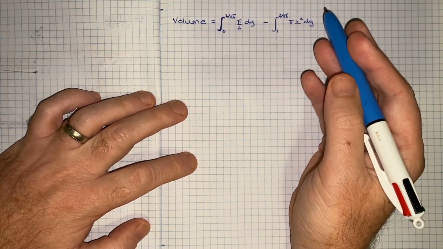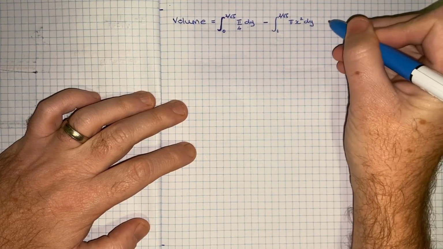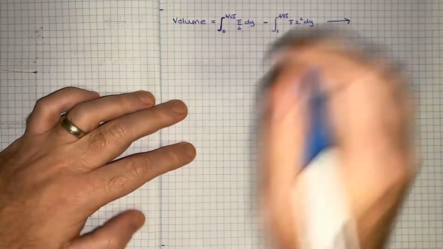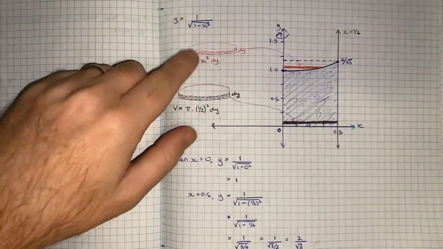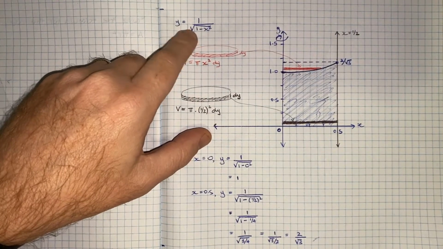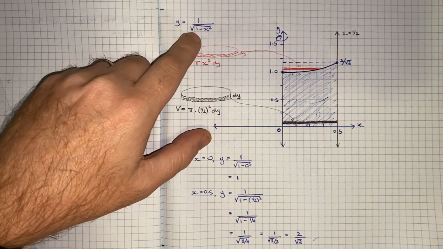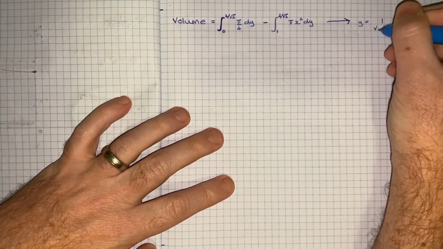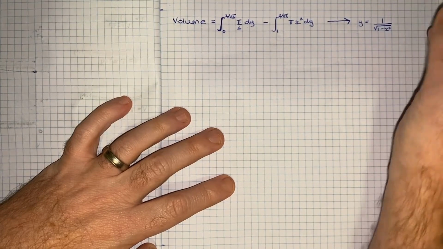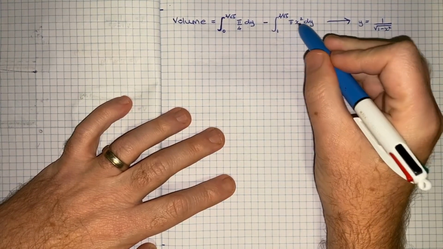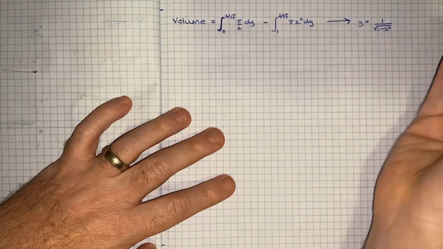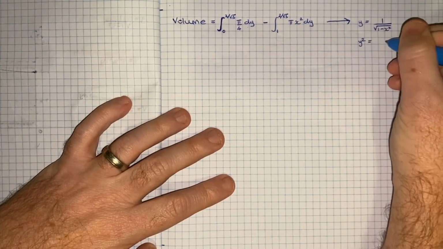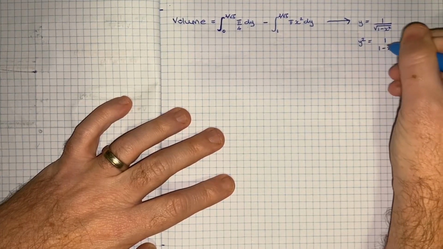So what I might do is just go over to the side here and go back to our original equation or curve that we're concerned with. y is equal to 1 on root 1 minus x squared. Now we want to rearrange for x squared. The good news is there's already an x squared, so that won't be too hard. So let's just square both sides. We'd get y squared equals 1 on 1 minus x squared.